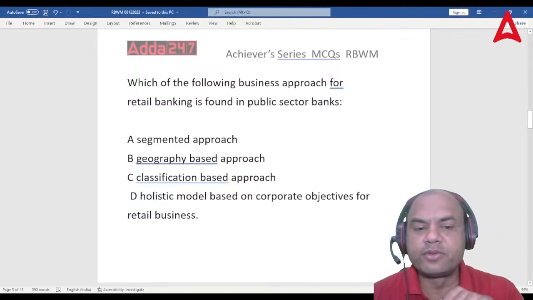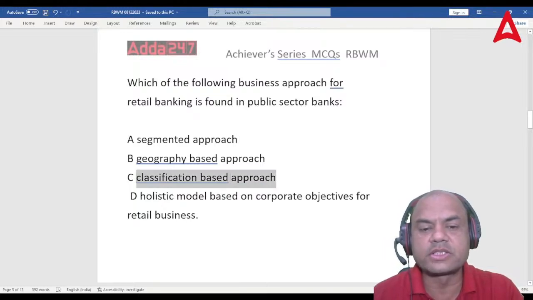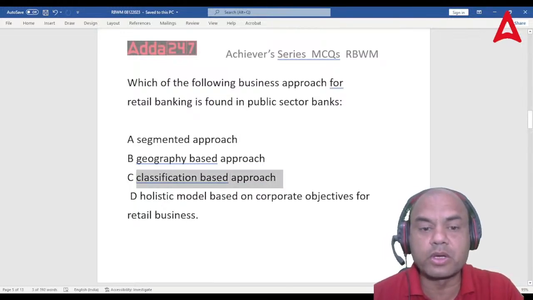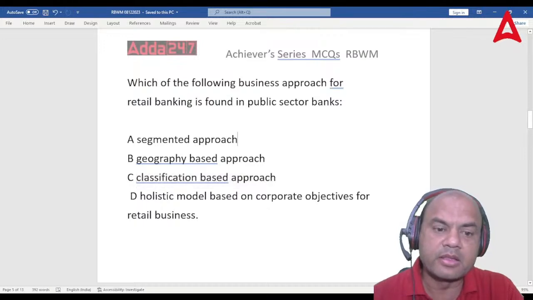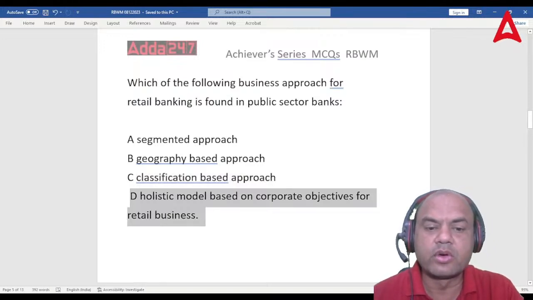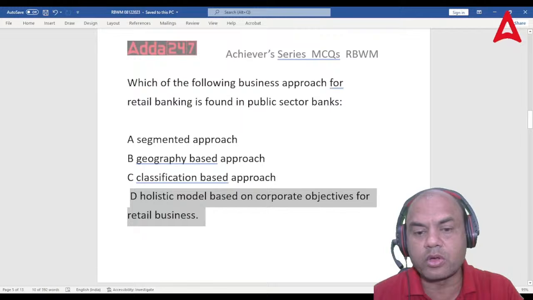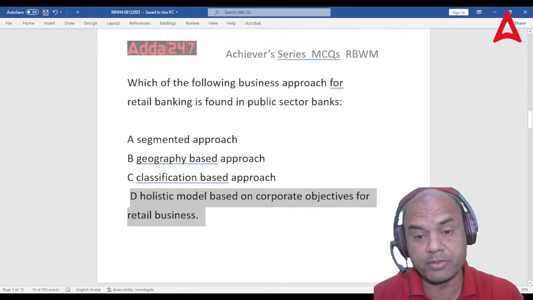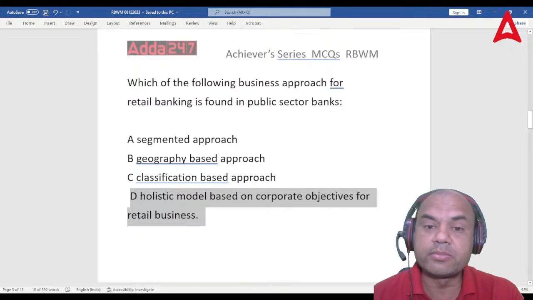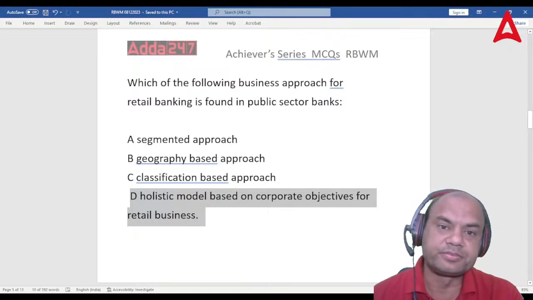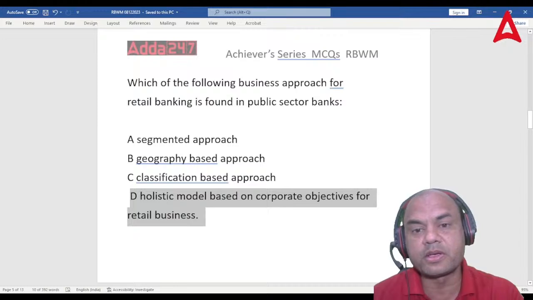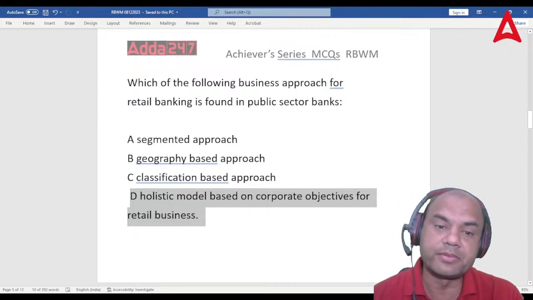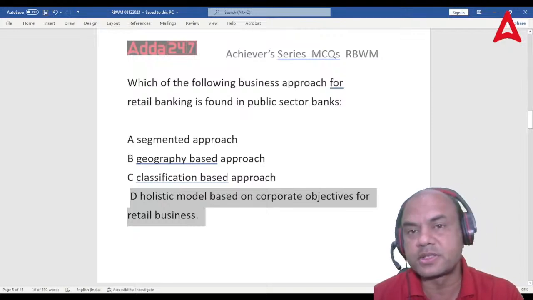Public sector banks, we generally feel that it is classification based, urban, semi-urban, rural, but it's not that. The real answer is this. Holistic model based on the corporate objectives for the retail banking. Here, corporate objectives. This is very important. Nowadays, even public sector banks have changed. You've seen the shares of public sector banks now in the stock market, hugely up. Why? Because they have changed.